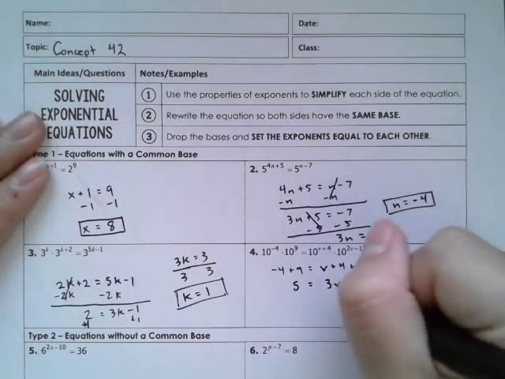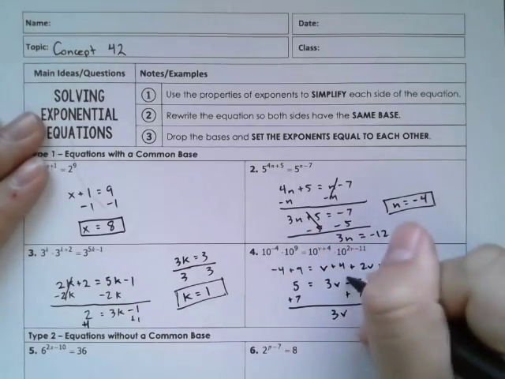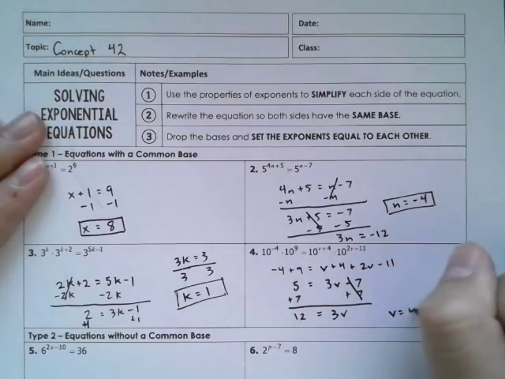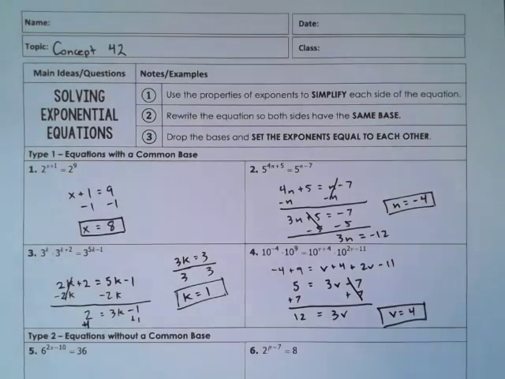Solve for v, add 7 to both sides. Okay, I get 3v is equal to 12. Divide by 3 and I'll get that v is equal to 4. And that's all there is to these types of problems where the base is already the same.